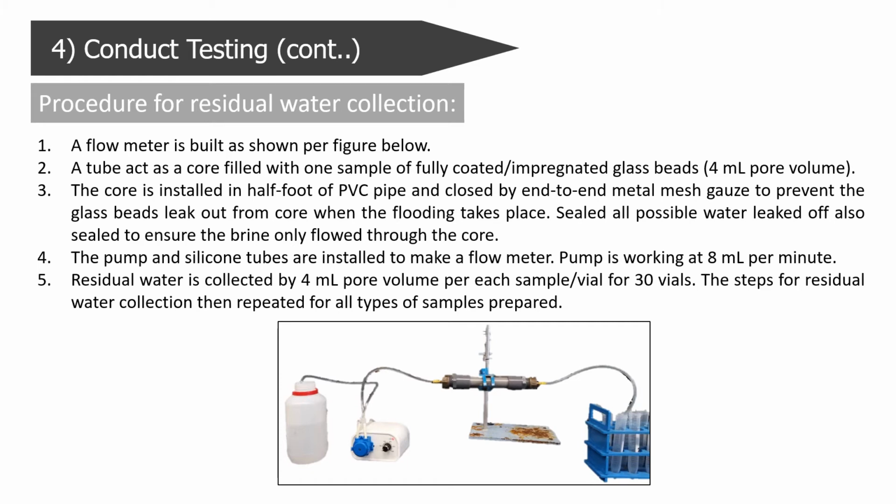The pump and silicone tubes are installed to make a flow meter. This pump is working at 8 ml per minute. The residual water is collected at 4 ml per volume for each sample, for 30 vials. And this step for residual water collection is repeated for all types of samples that have been prepared.